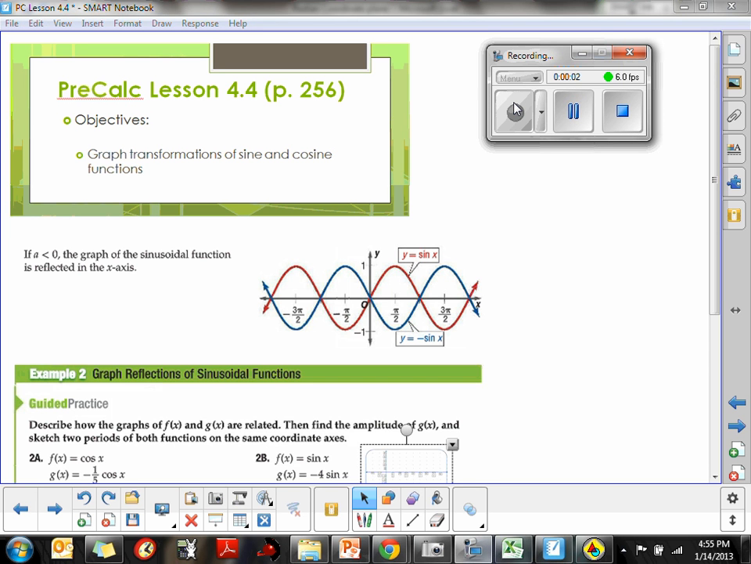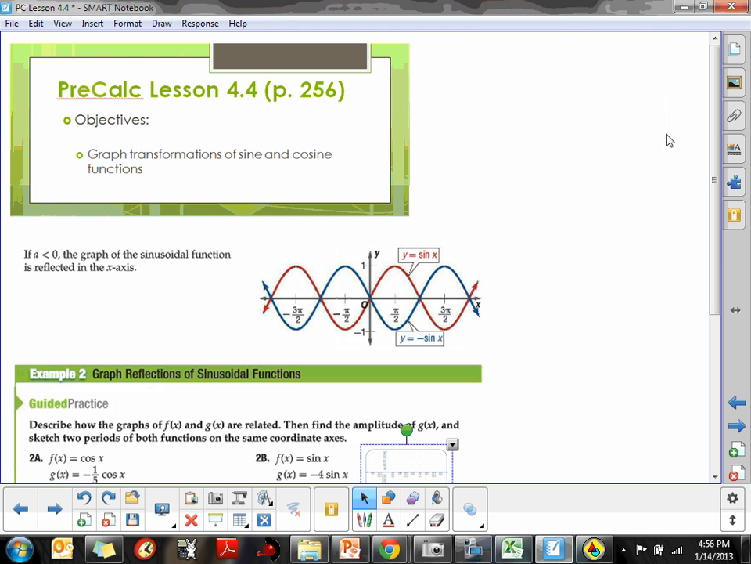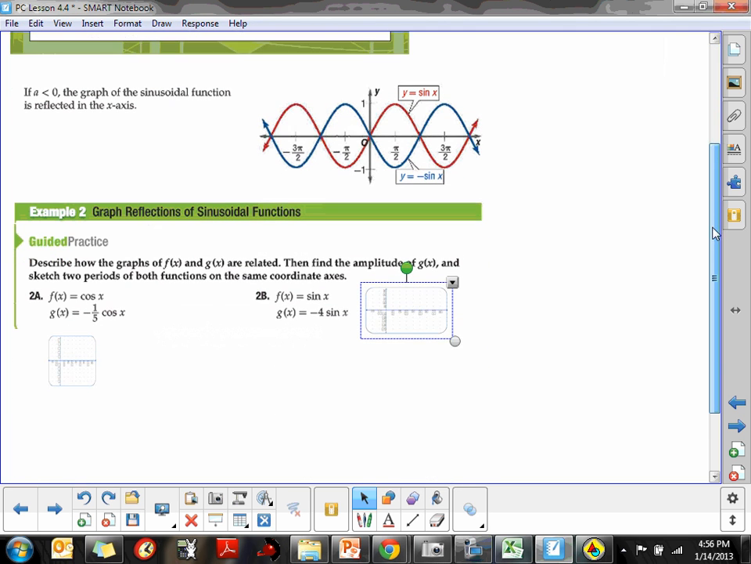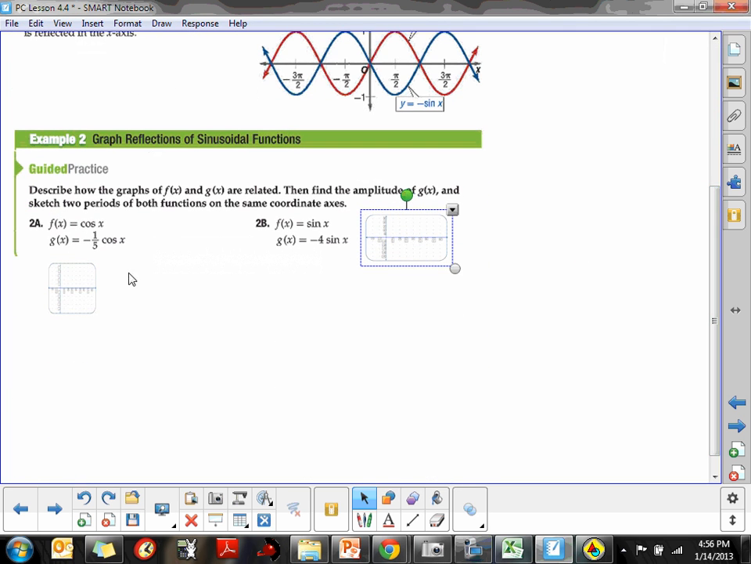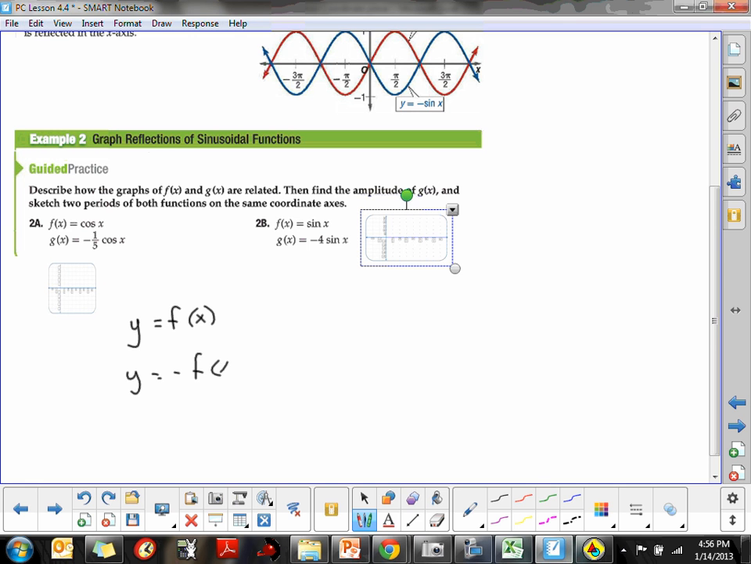The next transformation that we're going to look at for the sine and cosine curves are the reflections across the x-axis, and we're going to look at changing the negative in front. So these are still going to involve a vertical stretch or shrink, but they're also going to do a reflection. Anytime we put a negative in front, and this goes back to that base idea that when y equals f of x, when we put a negative in front of it, negative f of x, this negative reflects your graph over the x-axis.